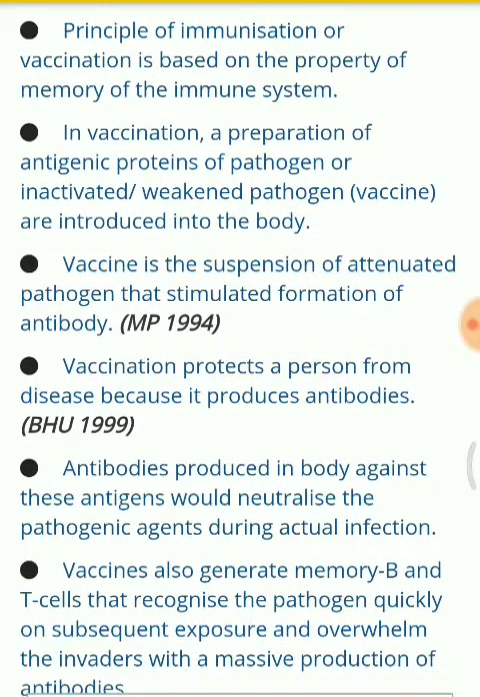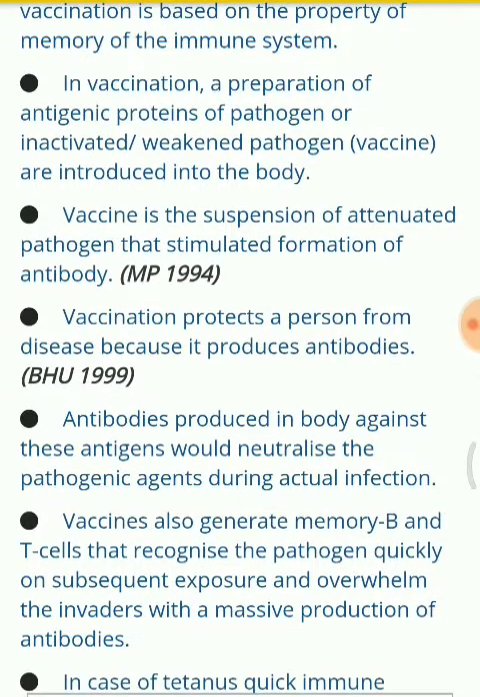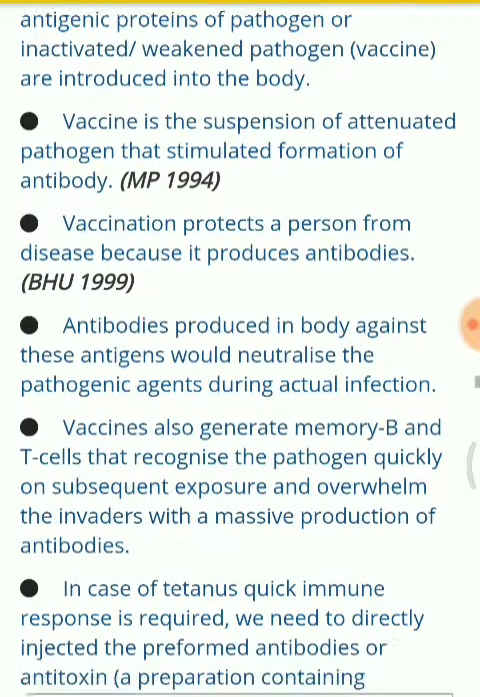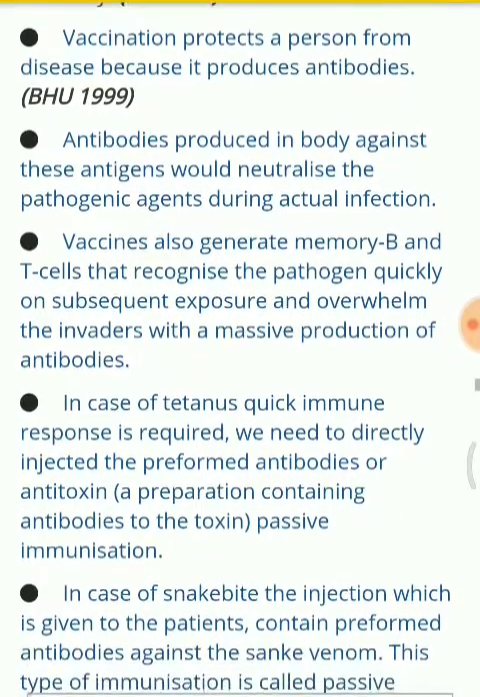Vaccination protects a person from disease because it produces antibodies. Antibodies produced in the body against these antigens neutralize the pathogenic agents during actual infection. Vaccines also generate memory B and T cells that recognize the pathogens quickly on subsequent exposure and overwhelm the invaders with a massive production of antibodies.